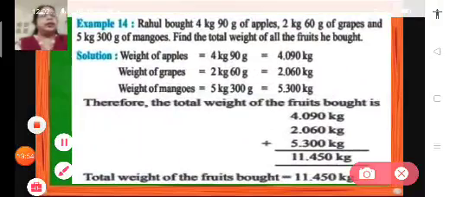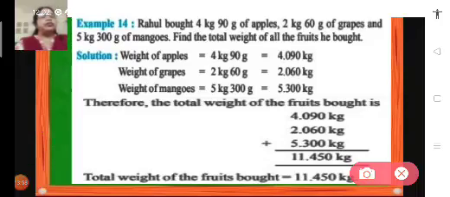Then we move on to the hundredths place. 9 plus 6 becomes 15, so we carry 1 to the tenths place. Here we have 3, so 3 plus 1 becomes 4. Then we put the decimal point, then move on to the ones place. In the ones place we have 4 plus 2 plus 5, so it becomes 7 plus 4, that means 11.